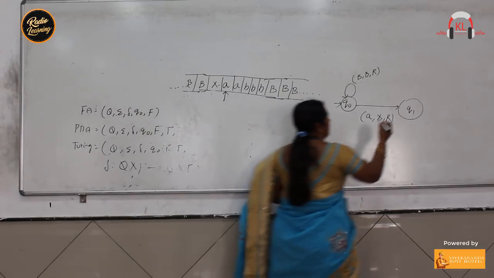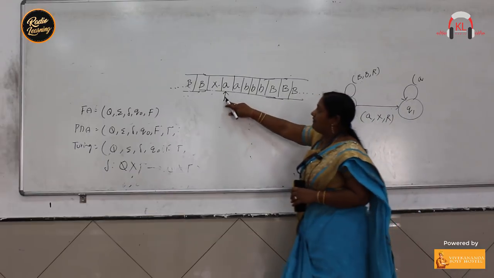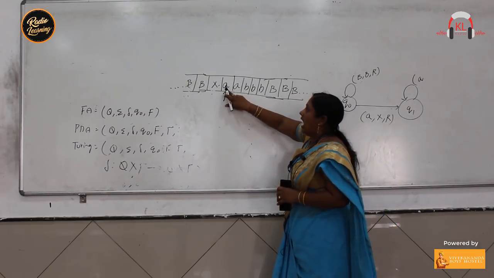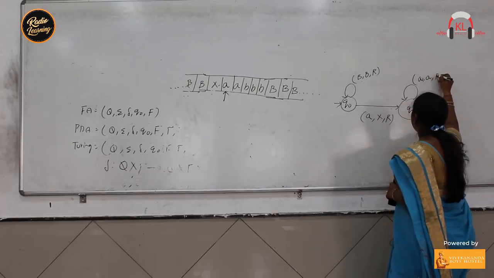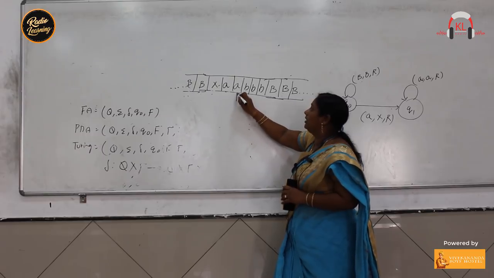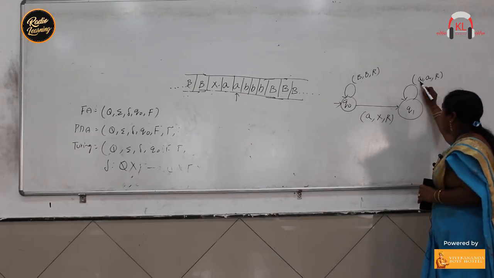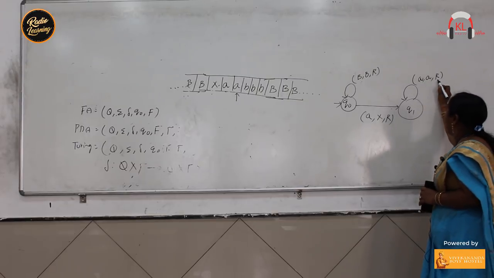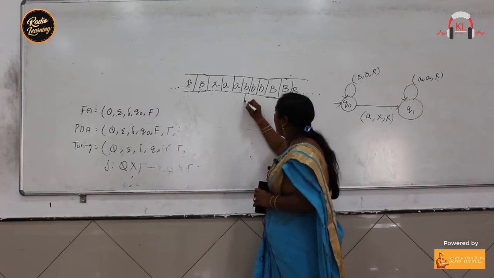See, here I'm writing. I found A here. So my finite control head is pointing to A. I'm keeping A as it is, and my head is moving forward. Now it is pointing to this A. Again I found A. What am I doing? I'm keeping this A as it is, and I'm moving right. So now my finite control head is pointing to B.